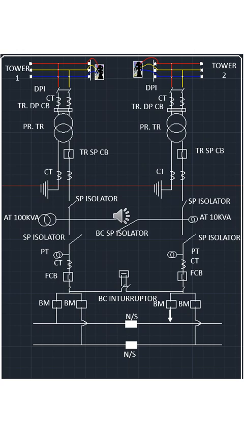We have a neutral section just in front of the TSS. Then for each up and down line we have provided 4 interrupters, just on two sides of the neutral section. One is for the up line and one is for the down line. So CTPT, this is for the protection system and metering system.